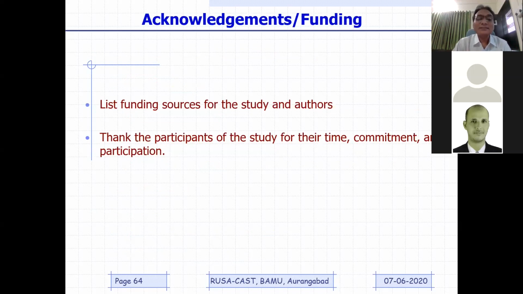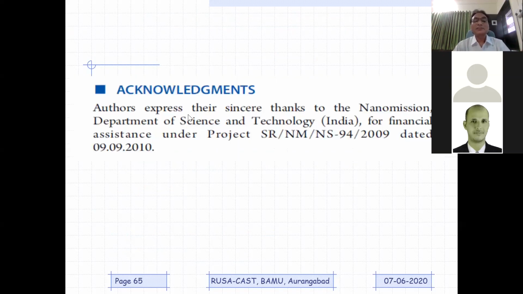And then next will be acknowledgement. Here you need to write the list of funding sources and all those participants. It need not be only funding agencies, but there could be some institutions, some individuals who help you in writing the manuscript, doing this investigation, that you need to mention in the acknowledgement. And you can see one of the acknowledgements of our own paper.